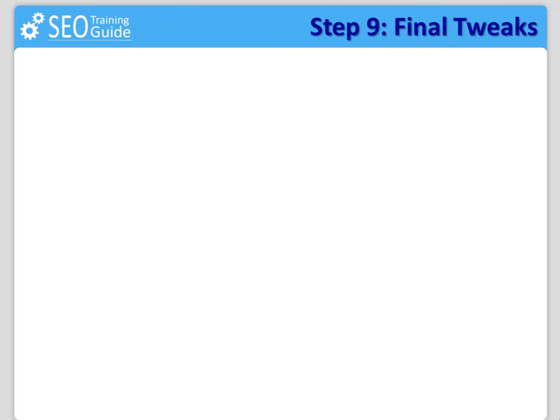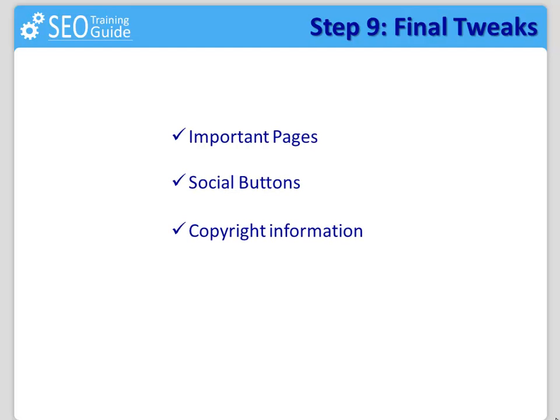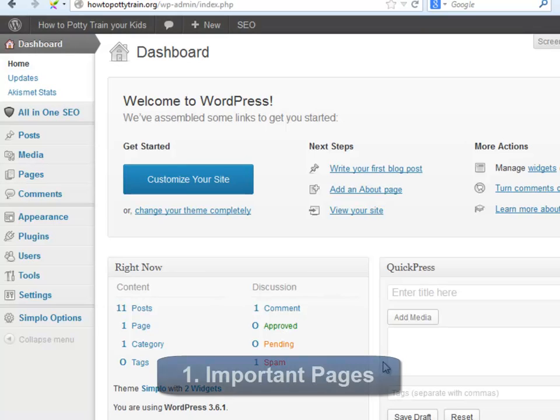Step number 9, final tweaks, absolutely necessary. Now I would like to explain 4 really important things you must be aware of that need to be included in your website. Those 4 components are, number 1, important pages, number 2, social buttons, number 3, copyright information, number 4, Google Analytics. Number 1, important pages.